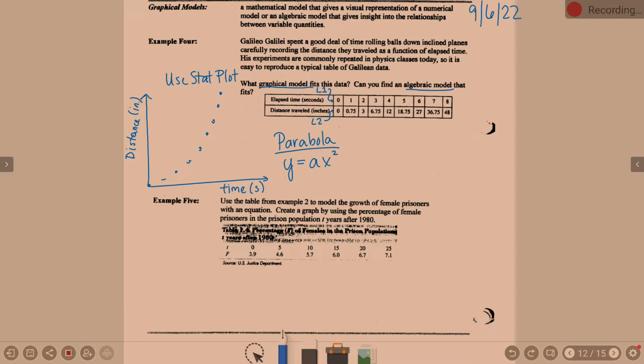We do, don't we? Okay. I mean, we already know it goes through 0, 0, but besides that, we have some other values. And so the key right now is we need to find a. And in order to find a, we need to pick an ordered pair that we're going to use as x and y that we can put into the equation to find a.